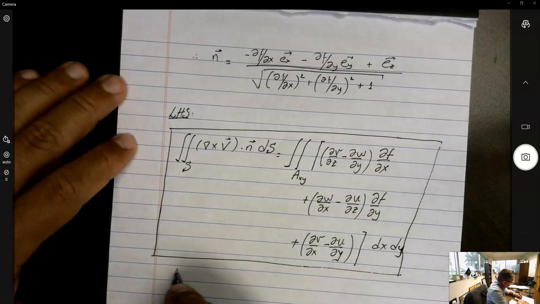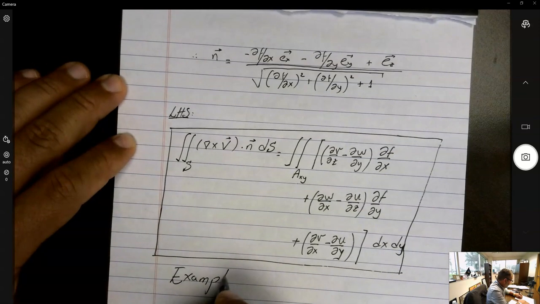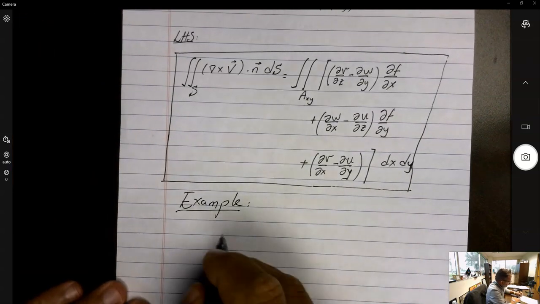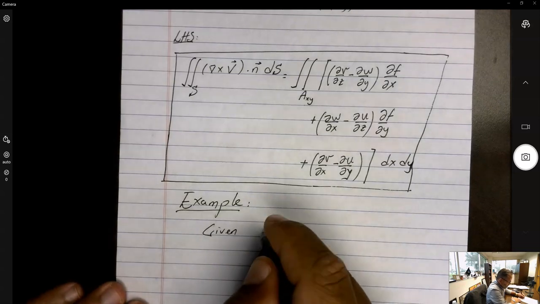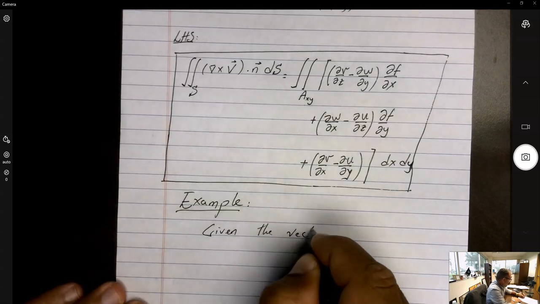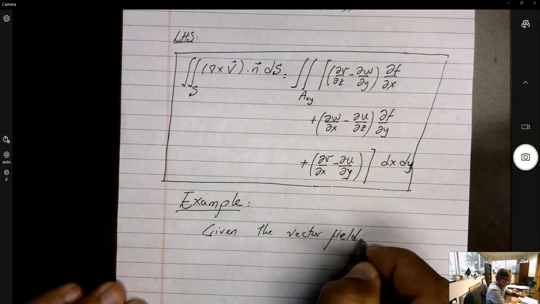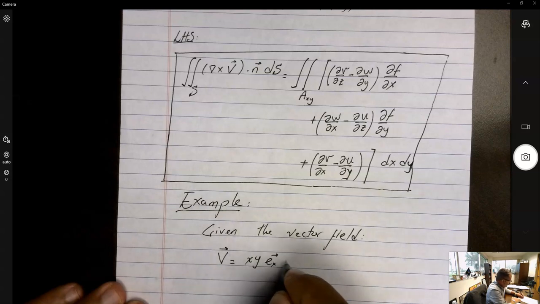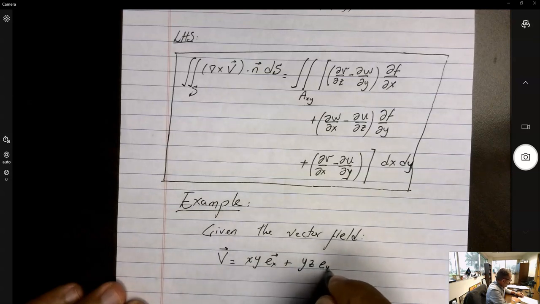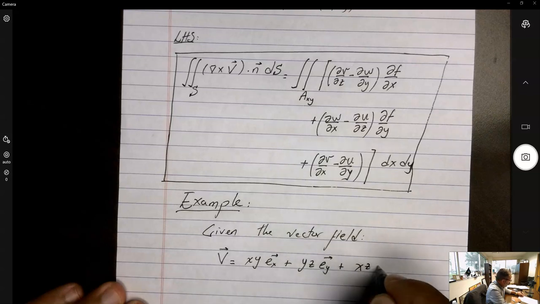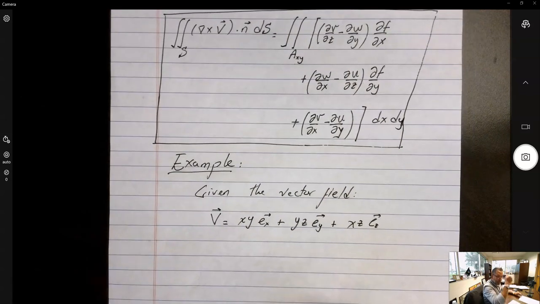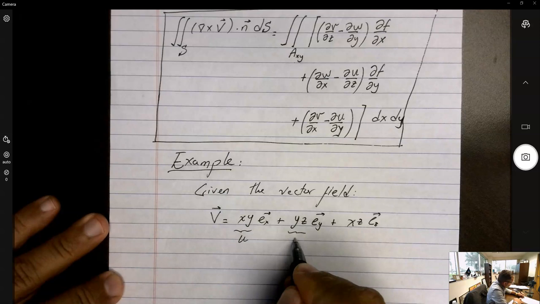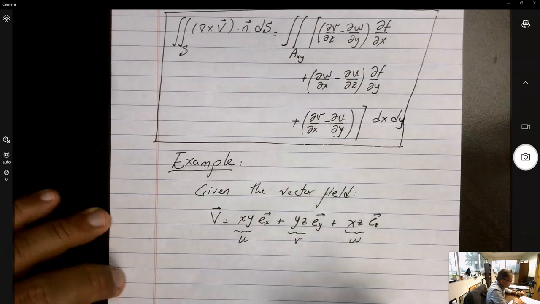So let's look at an example. And in this example, let's say given the vector field V is equal to xy in the x direction plus yz in the y direction plus xz in the z direction. Okay, so it looks like a polynomial vector field. This is u, this is v, and this is w.